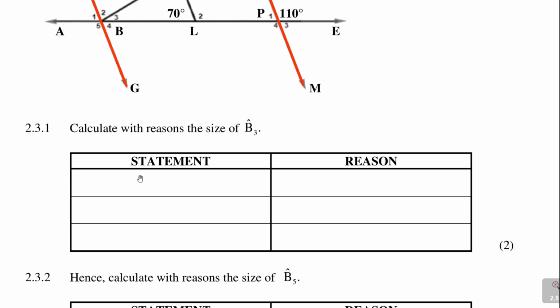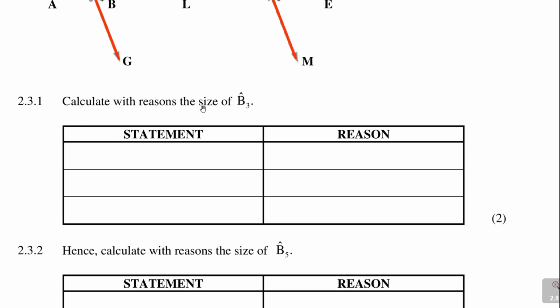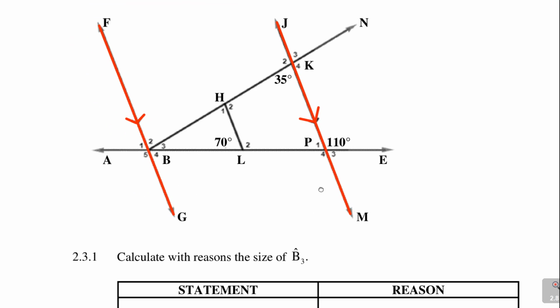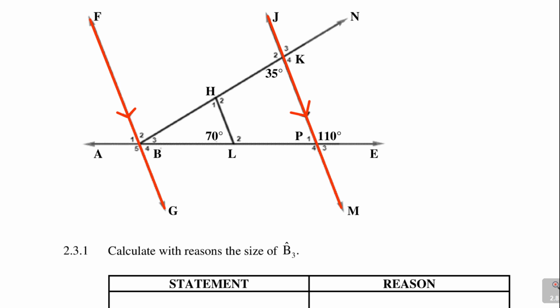Now 2.3.1 says calculate with reasons the size of P3, 2 marks. Let's go for P3. There is our P3 here. I think you can see from the diagram. We need to calculate the size of P3, giving reasons, and they made it 2 marks. So what do you think with P3?